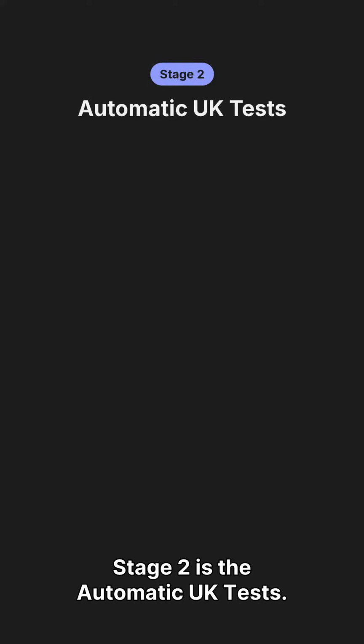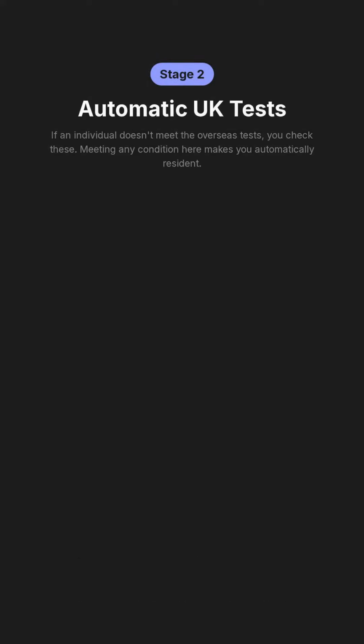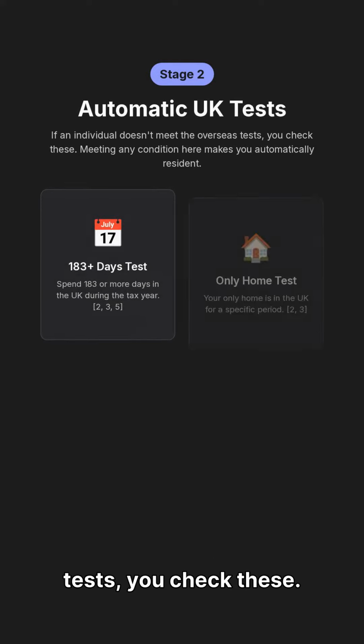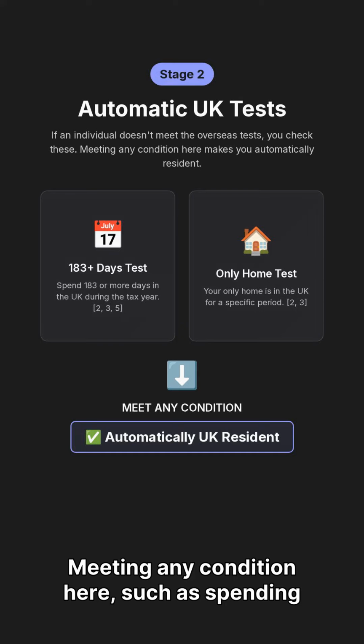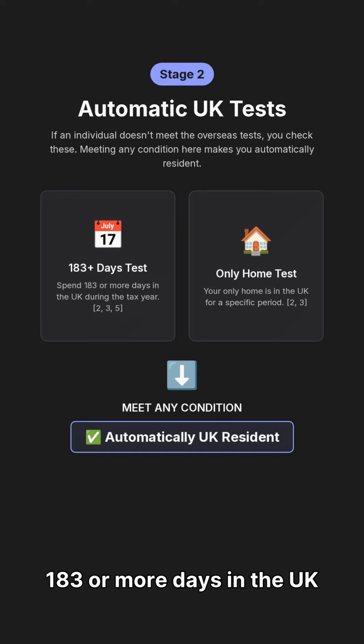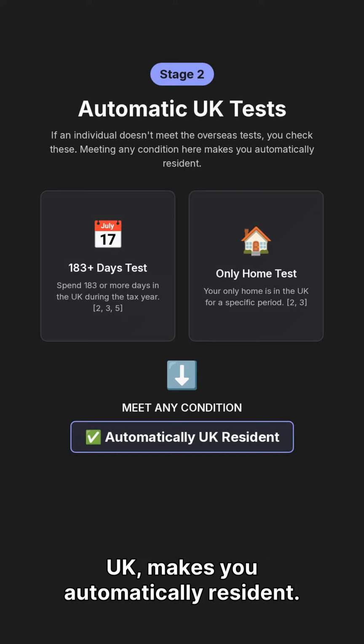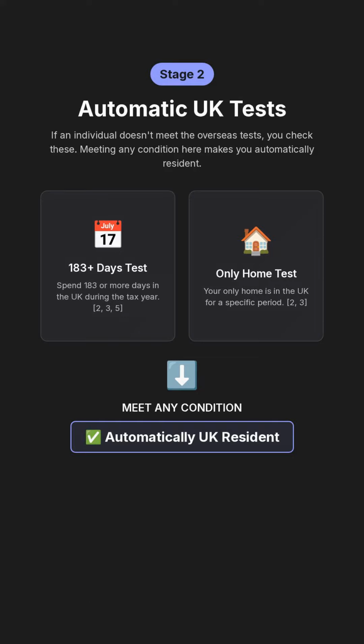Stage 2 is the automatic UK tests. If an individual doesn't meet the overseas tests, you check these. Meeting any condition here, such as spending 183 or more days in the UK or having your only home in the UK, makes you automatically resident.